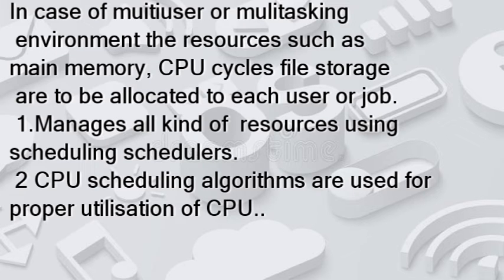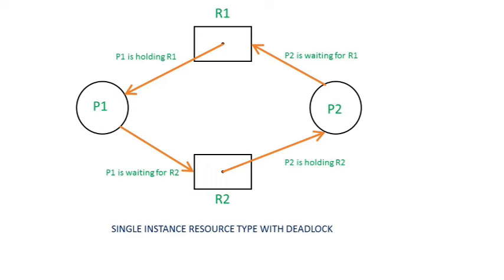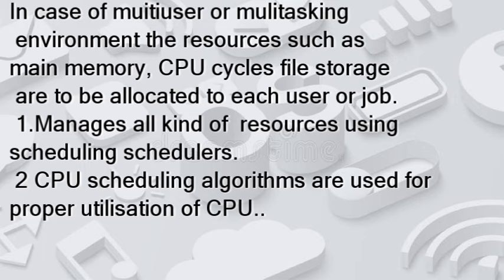The next thing that we have is resource allocation. In a multi-user or multitasking environment, the resources such as main memory, CPU cycles, and file storage have to be allocated to each user or job. The activities of the operating system in that case are: number one, manage all kinds of resources using schedulers. Now, what is a scheduler? They will not manually give the jobs or users the resources, but they will set a scheduling algorithm. As soon as the previous job is completed, they will schedule that this resource will be provided to that desired user or job.